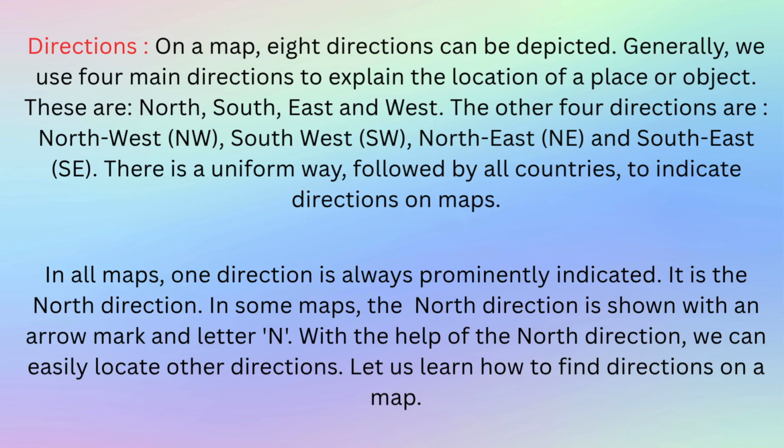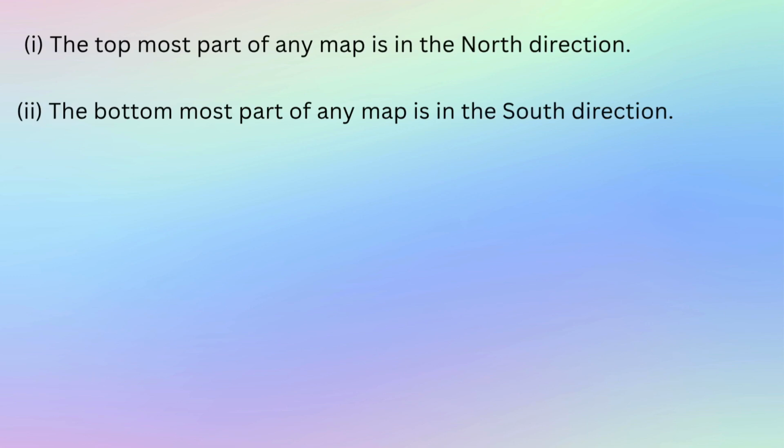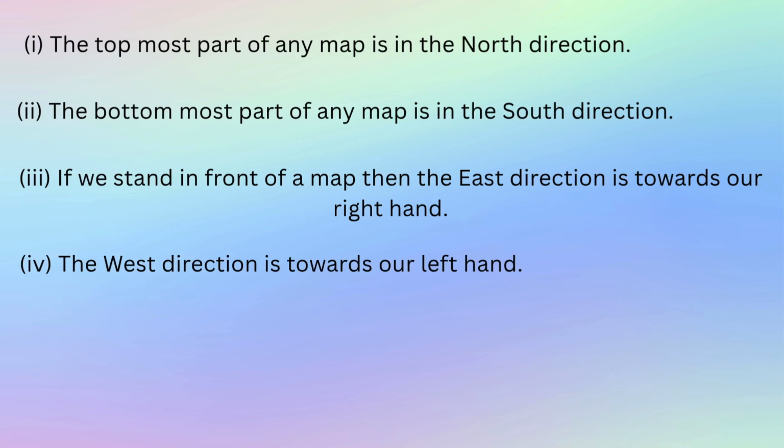Let us learn how to find directions on a map. 1. The topmost part of any map is in the north direction. 2. The bottommost part of any map is in the south direction. 3. If we stand in front of a map, then the east direction is towards our right hand. 4. The west direction is towards our left hand.